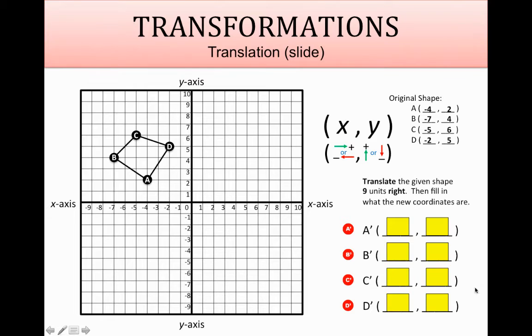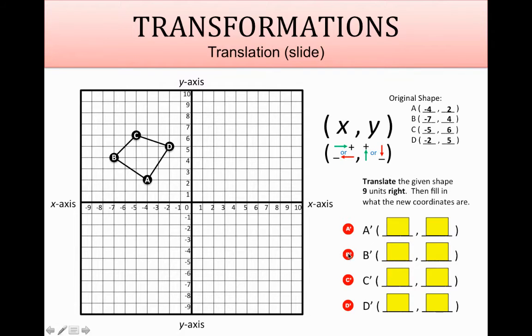So everything over here, this is what you guys are going to be really responsible for. We're going to translate the given shape, or the original shape, 9 units to the right, and then we have to fill in the new coordinates of where that shape is going to end up. So we're going to slide all of these 9 units to the right. How we're going to do that is we have these little points over here. We're going to use these to show where that shape is going to end up after it slides 9 units to the right.